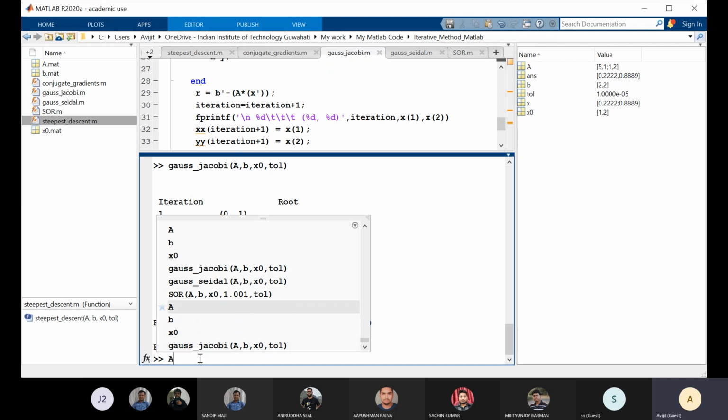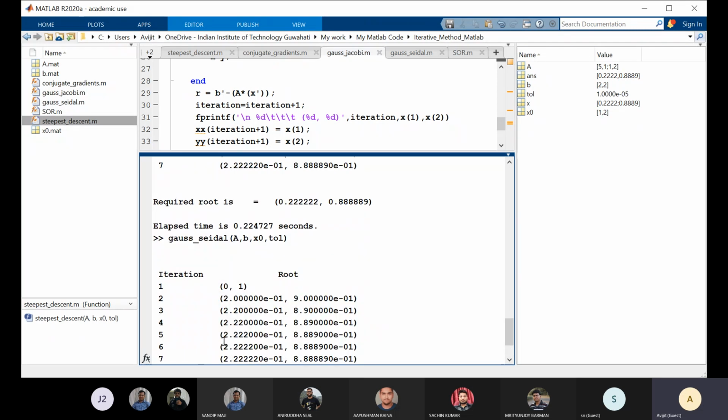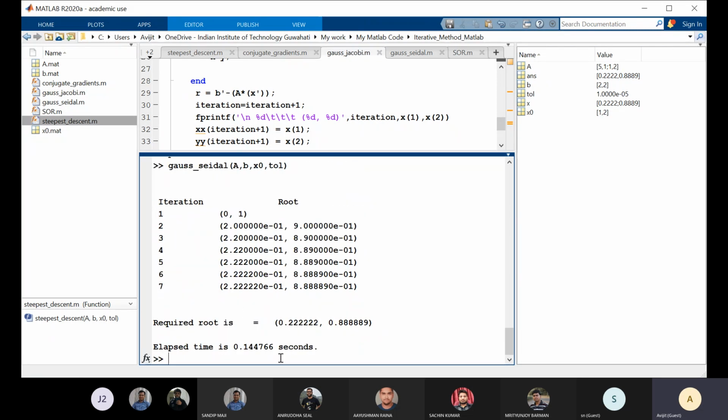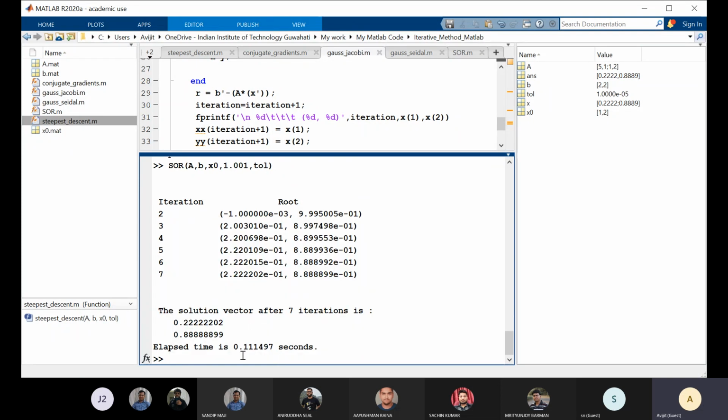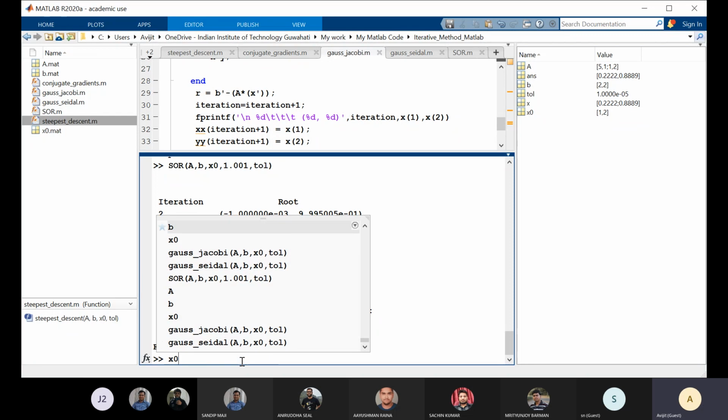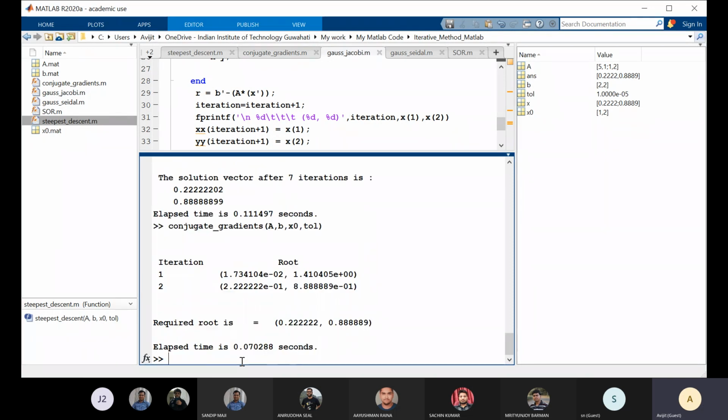Now if we use Gauss-Seidel, it is again taking 7 iterations. If you use SOR, it's taking 7 iterations. But if you use the conjugate gradient, you can see it is taking only 2 iterations, because it is a 2 cross 2 matrix, so n iterations will be sufficient. Only 2 iterations to reach the exact solution, in only 0.07 seconds. So this is the benefit of the conjugate gradients. This is what you can get in the conjugate gradients method.